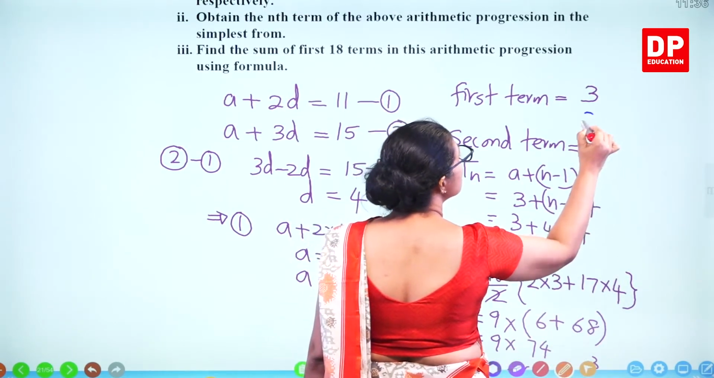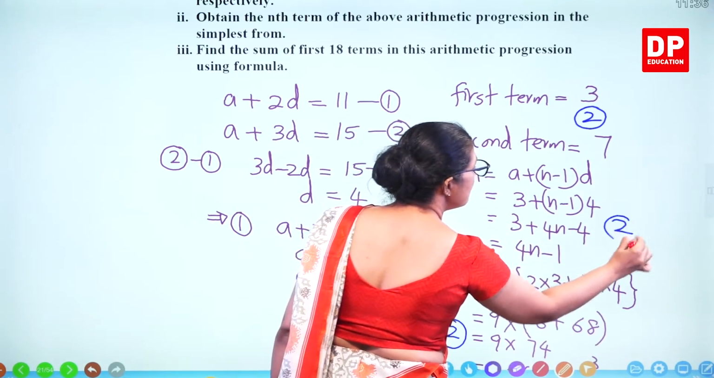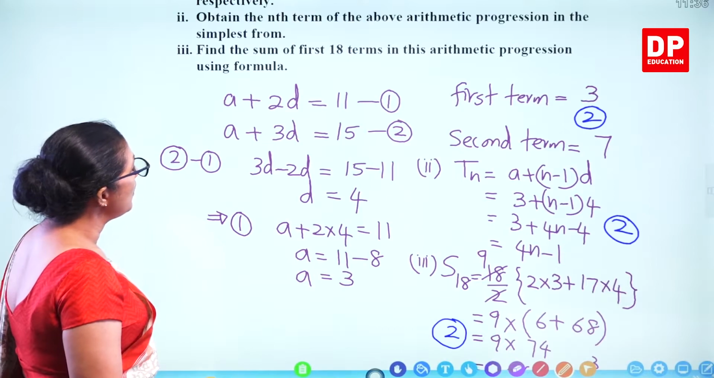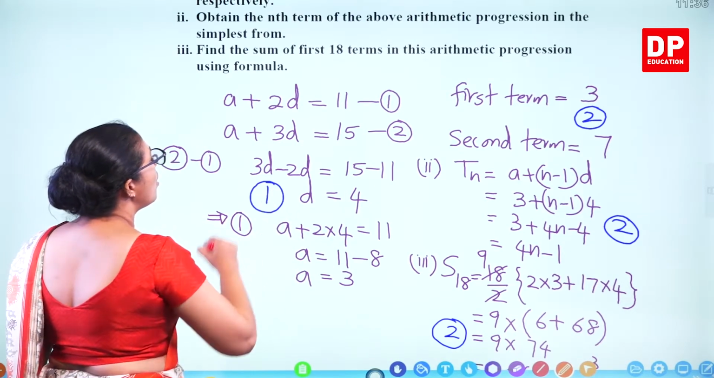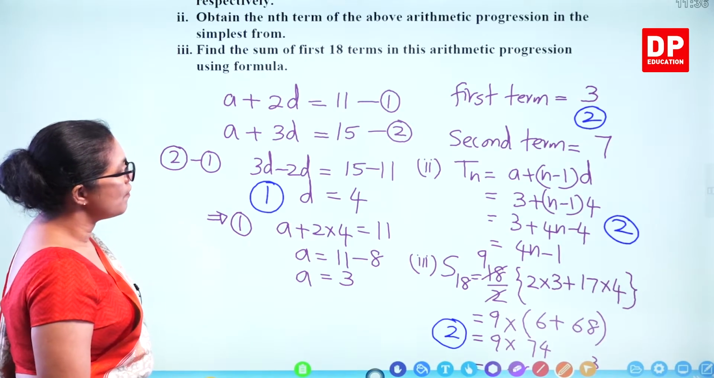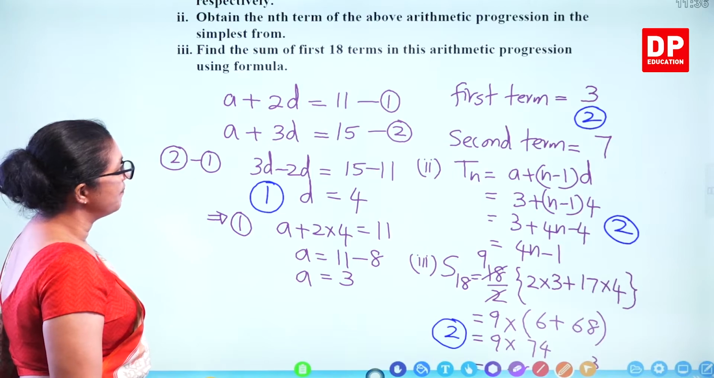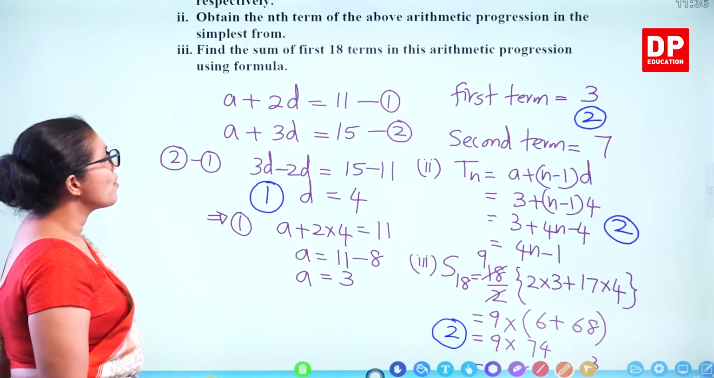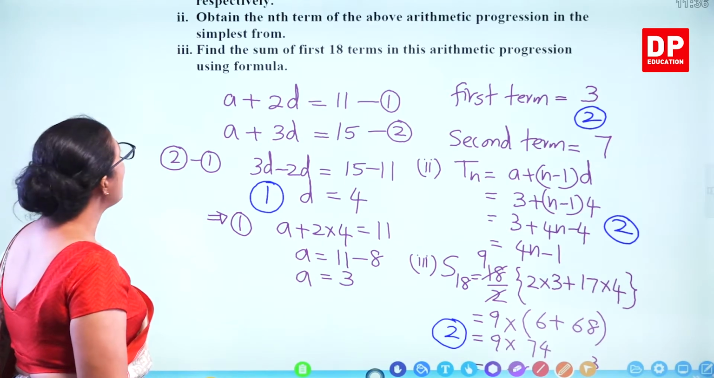First term and second term, you get 2 marks. And finding the nth term, 2 marks. And we can give 1 mark for this as well, solving and finding A and D. So 7 marks for arithmetic progression. And we'll take a look at the next part.